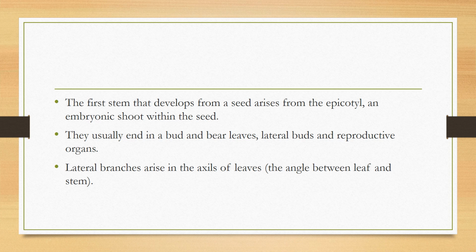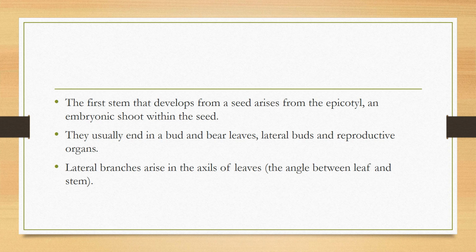and embryonic shoot within the seed. They usually end in a bud. The stems usually end, the apex end or the upper end of the stem, usually there is a bud called apical bud or terminal bud. Okay, and the stem bears leaves, lateral buds, and reproductive organs. What the reproductive organs is the flowers.